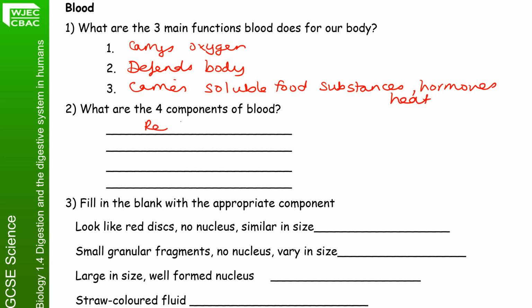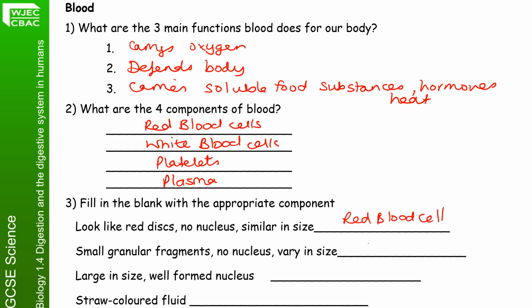Your four components are your red blood cells, your white blood cells, your platelets, and your plasma. Filling in the blanks: a red disc, no nucleus, similar in size, is your red blood cell. Small granular fragments, no nucleus, varying in size, are your platelets. Large in size with a well-formed nucleus is a white blood cell. And straw-coloured fluid is your plasma.